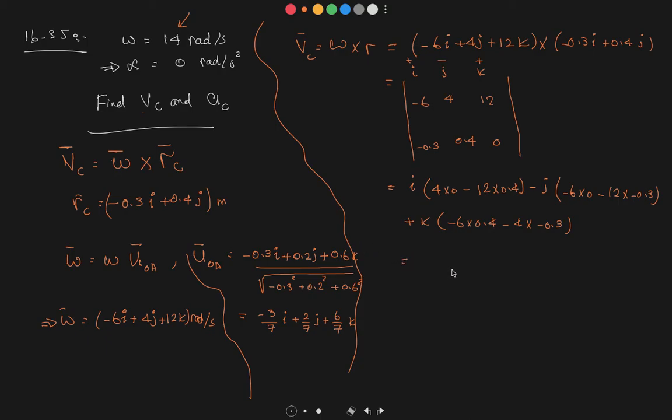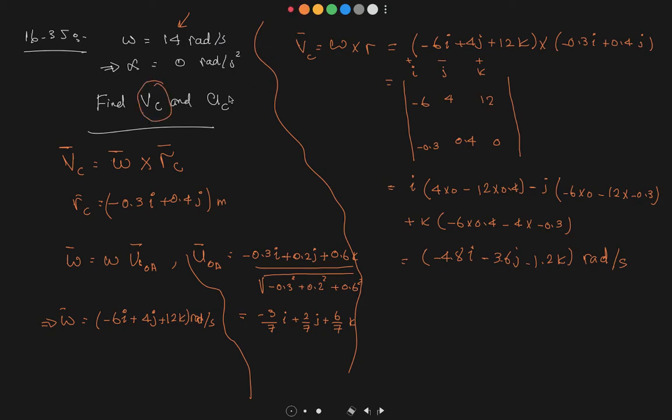So you carry this out and you'll get VC is equal to minus 4.8 in the i, minus 3.6 in the j, minus 1.2 in the k, radians per second. And that's it. So basically this is how we find VC in the vector form.